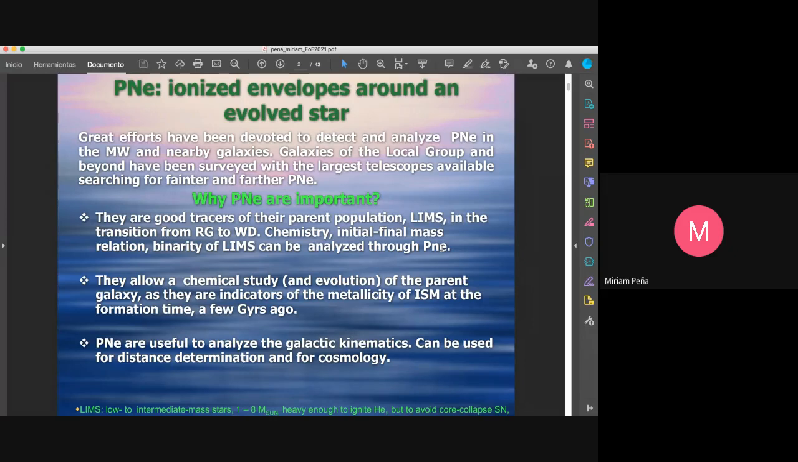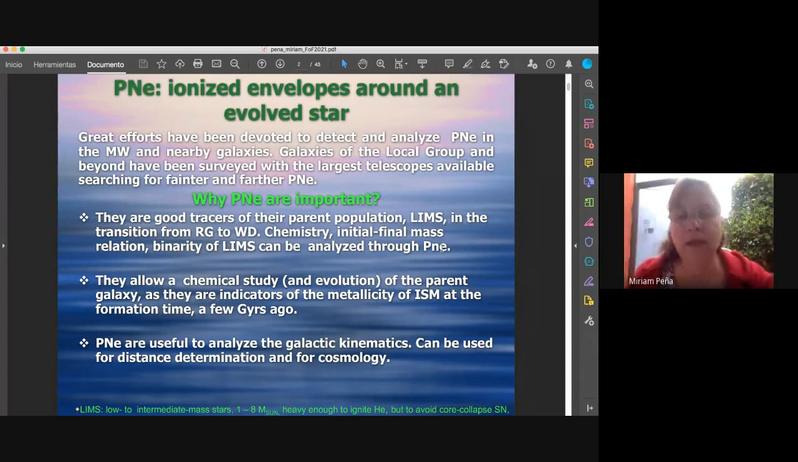They allow a chemical study and evolution of the parent galaxy, as planetary nebulae are indicators of the metallicity of the interstellar medium at the formation time a few gigayears ago. Also, planetary nebulae are useful to analyze the galactic kinematics and can be used for distance determination and for cosmology too.